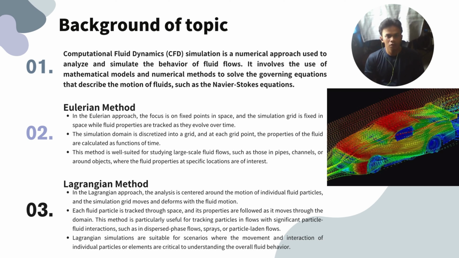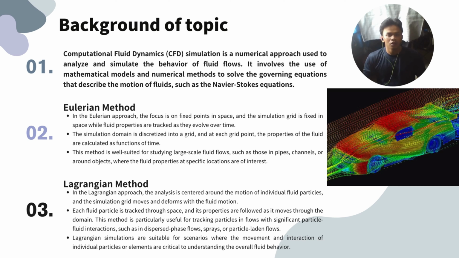Computational fluid dynamics simulation is a computer-based technique for modeling fluid flow and related phenomena. It involves solving mathematical equations to predict and visualize fluid behavior in engineering and scientific applications. For the Euler method in CFD, the Euler method discretizes a fixed grid in the simulation domain to track fluid properties at specific points over time. It's suitable for analyzing bulk fluid behavior in pipes, channels, or around jets.